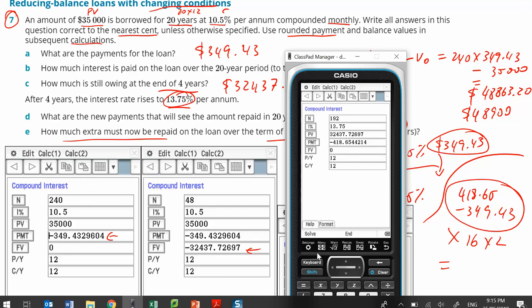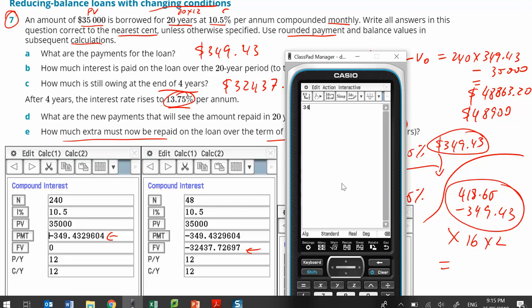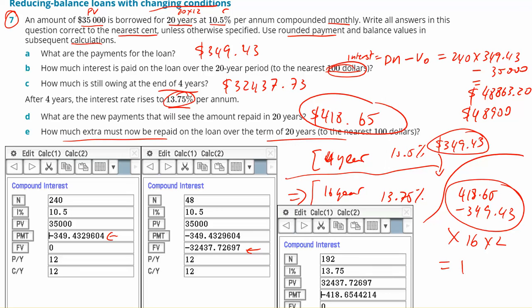So I go 418.65 minus 349.43, which should have decimals. And then we multiply that by 16 times 12, because we want 16 years of 12 monthly payments. That gives 13,290.24. It says round to the nearest $100, so do that please.